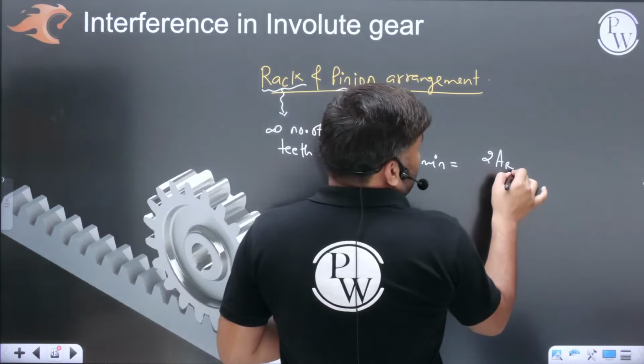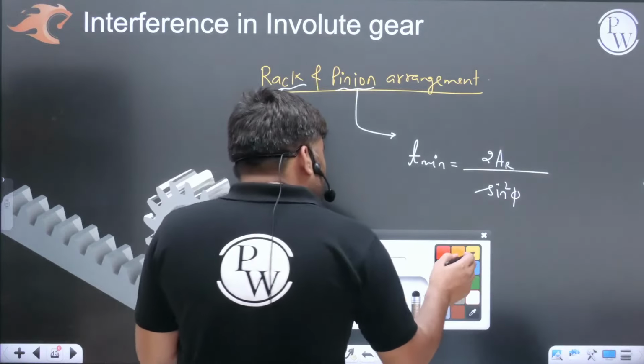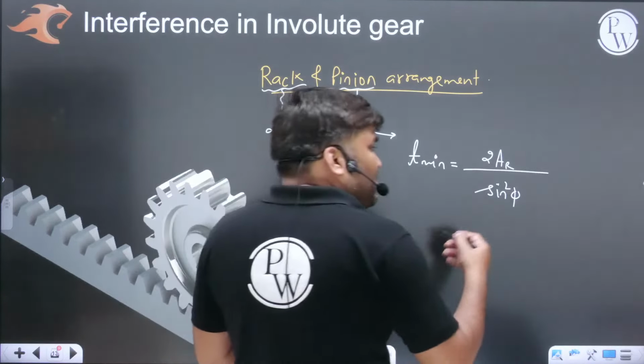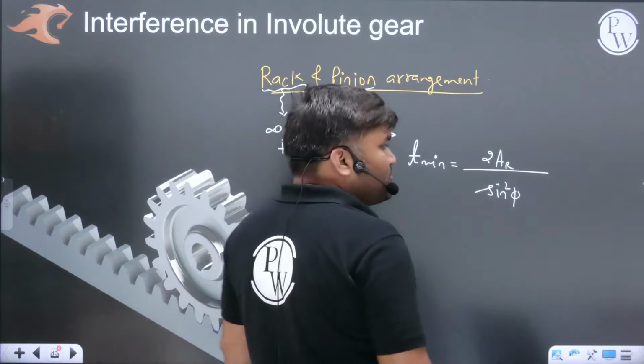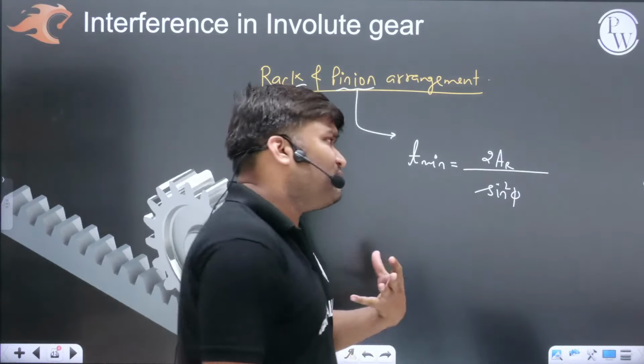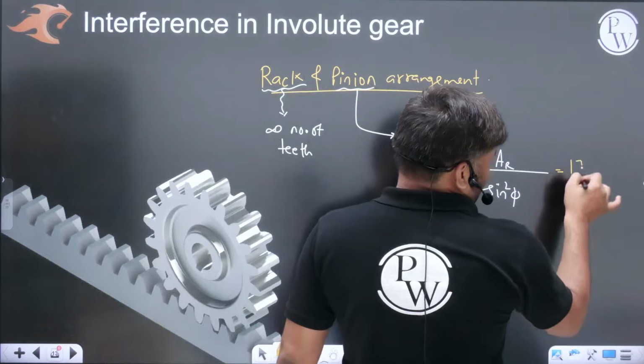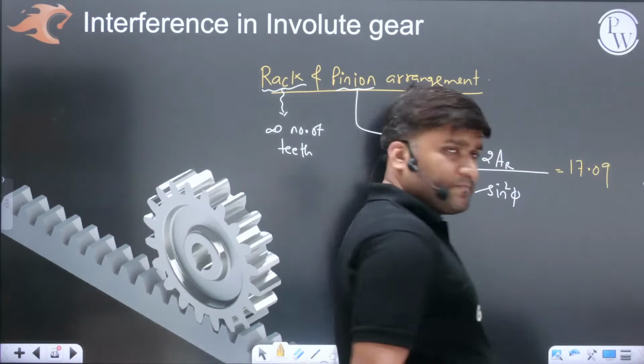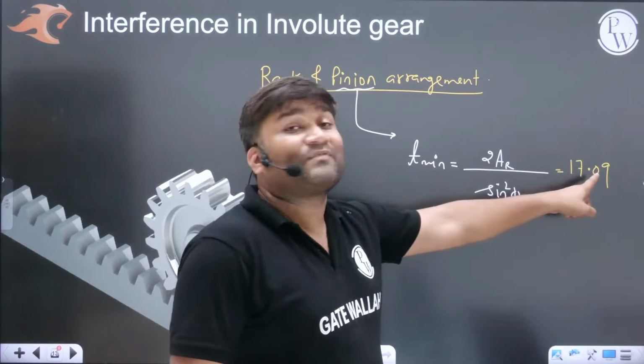Now, while giving your answer, you have to be a little bit careful, beta. In the examination, suppose you have put all the values here and you have got some answer, sir, 17.09 came as the answer. Number of teeth cannot be a fraction, beta.